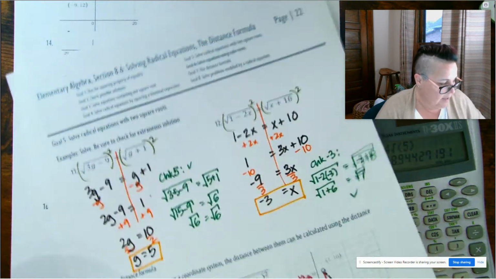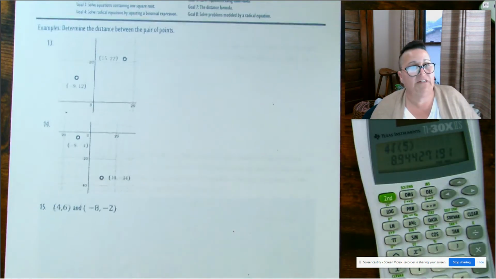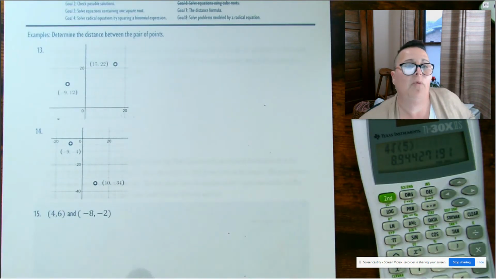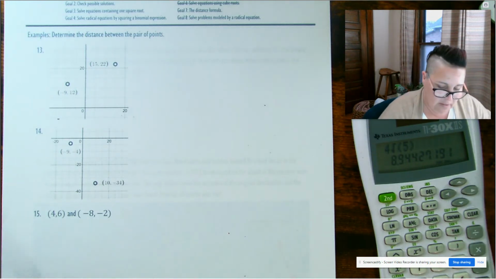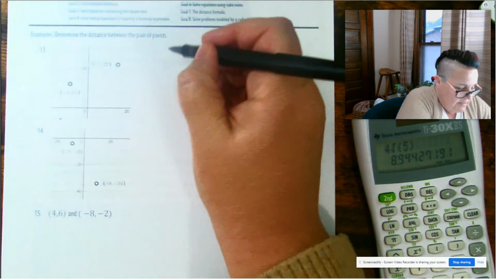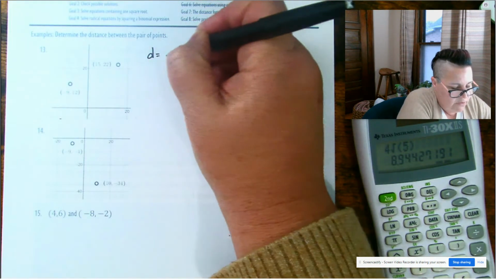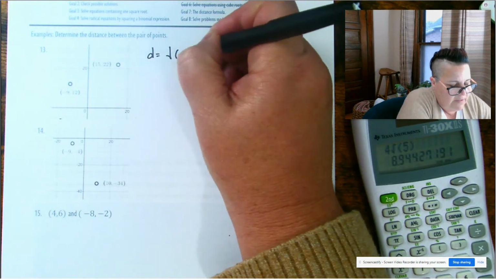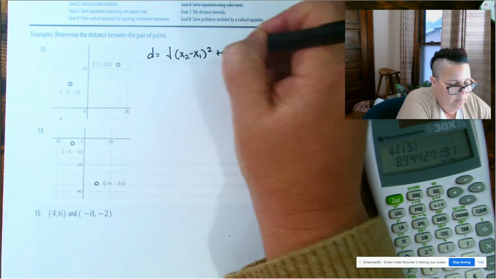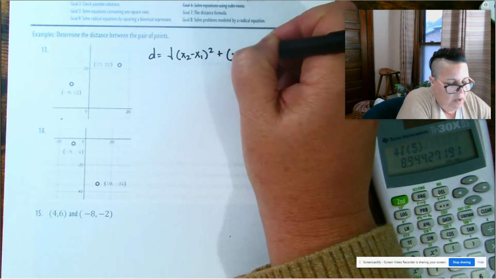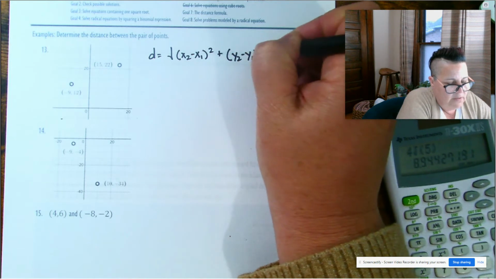Let's see. I think we've got a couple of problems here. We want to determine the distance between a pair of points. We can do this from the graph itself, recognizing that the distance formula is equal to the square root of the second x minus the first x squared plus the second y minus the first y squared.